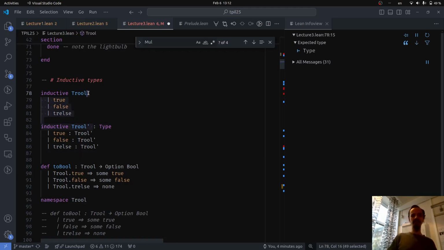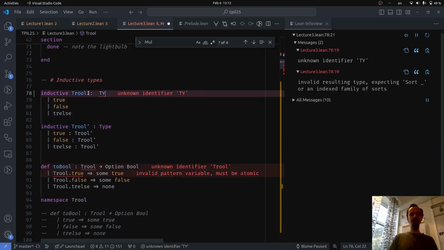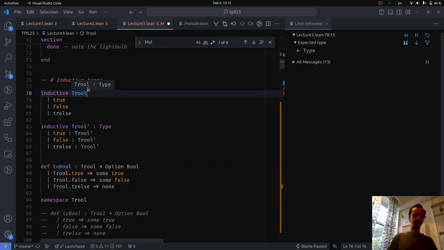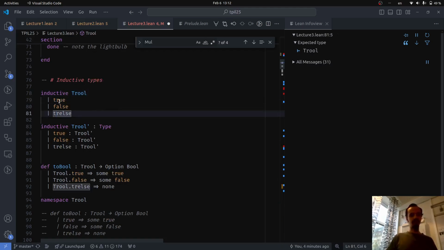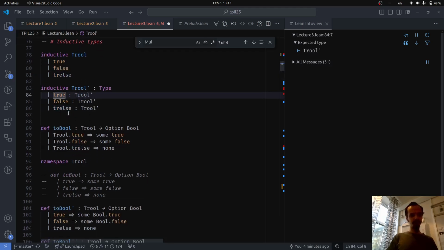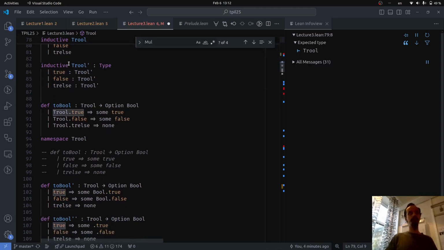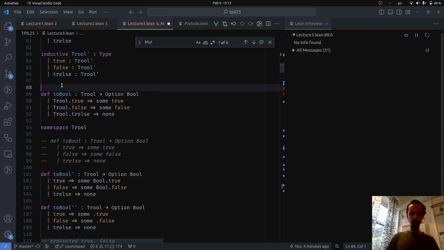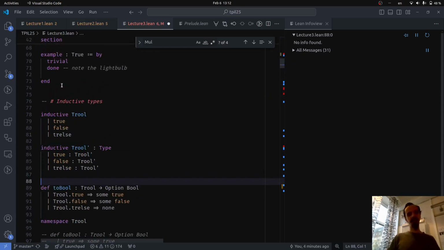I didn't say that it has a type, but it does. I can also highlight this and see that it has a type. And similarly, these constructors have the type True. So I can give their types here. When they're very complicated types, you will have to give them, but in this simple example, you don't. And that's how you define an inductive type.